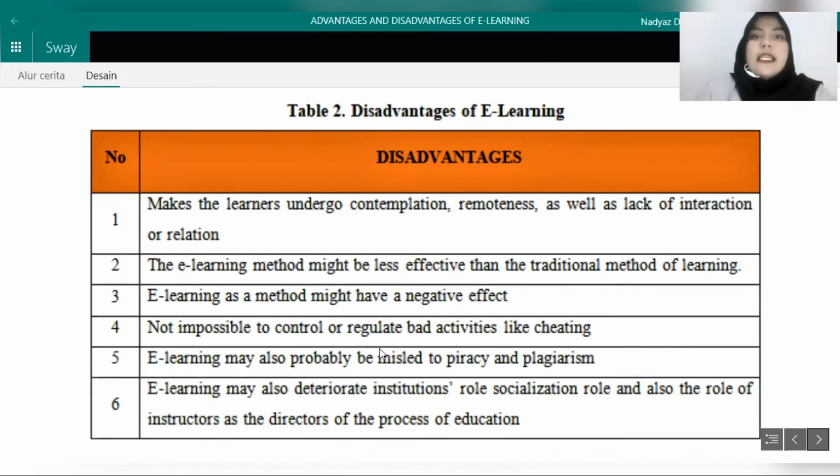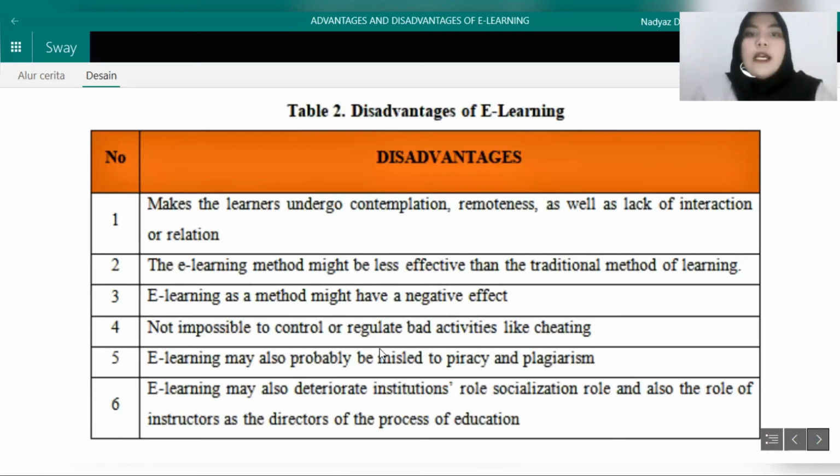Firstly, e-learning as a method of education makes the learners undergo isolation, remoteness, as well as lack of interaction or relation. It therefore requires very strong motivation as well as skill in the management of time in order to reduce such effects. Secondly, with respect to clarifications, explanation, as well as interpretation, the e-learning method might be less effective than the traditional method of learning.